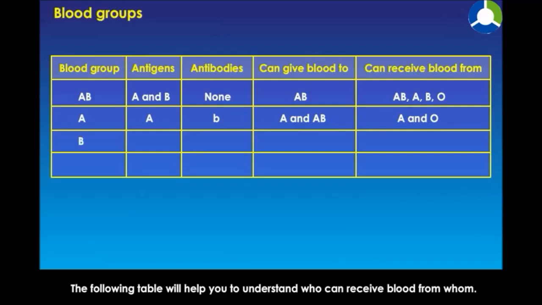Blood group B. They contain antigens B and antibodies A. They can give blood to group B and AB. They can receive blood from group B and O.